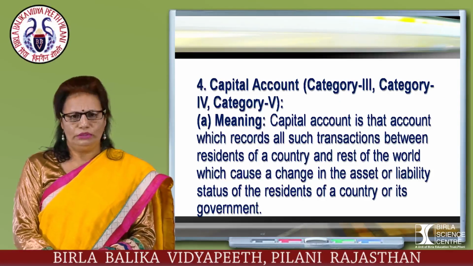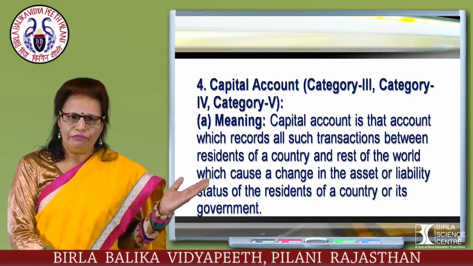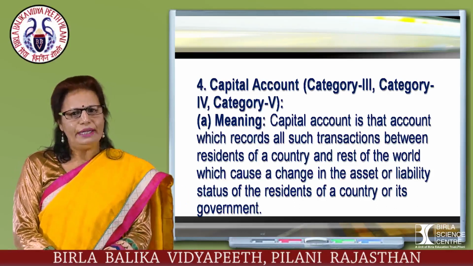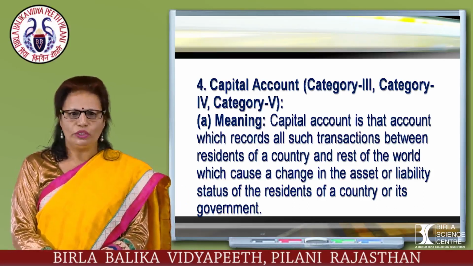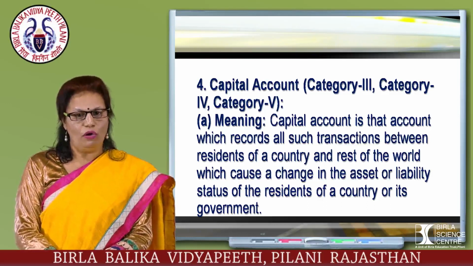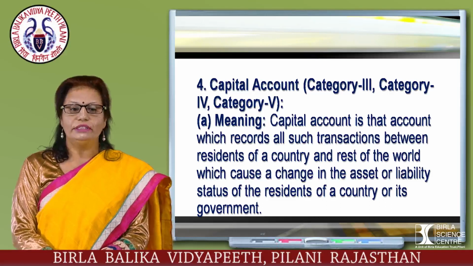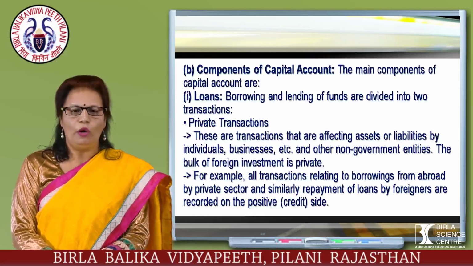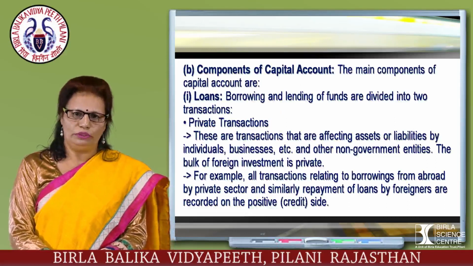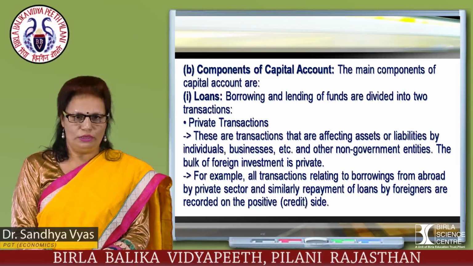Now, capital account. It includes categories number 3, 4, and 5. The capital account is that account which records all such transactions between residents of a country and the rest of the world which cause a change in the asset or liability status of the residents of a country or its government. Now, what are the components of the capital account? The main components of the capital account are loans.